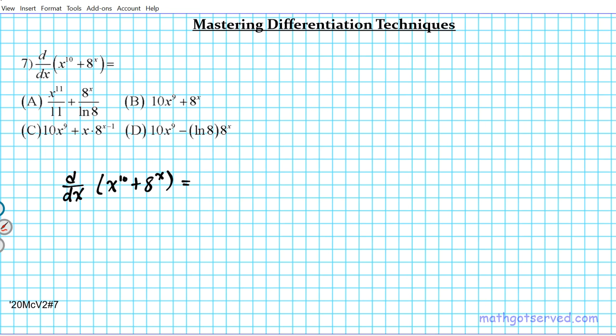We're going to carry out term by term differentiation. So derivative with respect to x of x to the 10 plus the derivative with respect to x of 8 to the x. So what is the derivative of x to the 10? The derivative of x to the 10, power down using the power rule, 10x to the 10 minus 1, which is 9, plus. Now let's go over this formula right here.